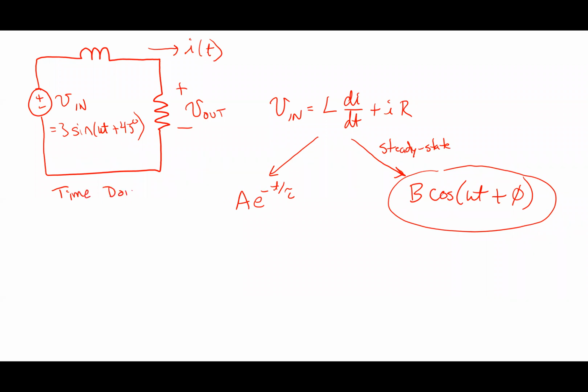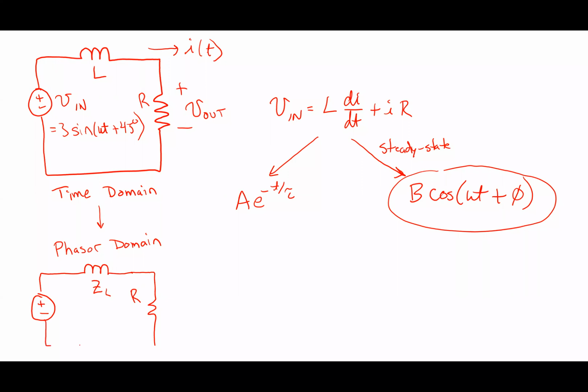So I got to take this circuit up here. This is my time domain circuit. And I want to put it into the frequency domain, or the impedance domain. I'm going to call it the phasor domain. It looks the same, except if I called this L and I called this R, this guy is now ZL. He's represented by his impedance. And this guy is represented by his impedance, which is just simply R still.